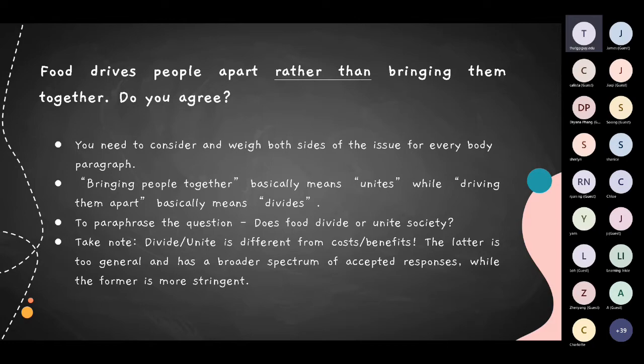Divide and unite is different from cost and benefits. I know in secondary you do a lot of pros and cons. You would do analysis of the advantages, disadvantages, what's good, what's bad. But in JC, that's very rare because we are moving away from this kind of straightforward observations. Divide and unite has a much more stringent criteria, which you'll be seeing in depth later on. Next slide.